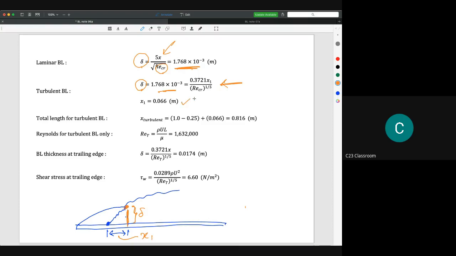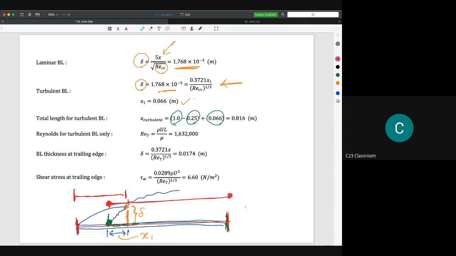And then we could calculate the total length of the boundary layer, meaning the length from the origin of the turbulent boundary layer until the end of the plate. The distance here can be calculated by 1 minus 0.25 plus 0.066. 1 is the total length from here to here. Then we subtract 0.25, the length of the laminar, and then we add the extra 0.066. Now we get the total length from the virtual starting point of the turbulent boundary layer until the end of the plate.